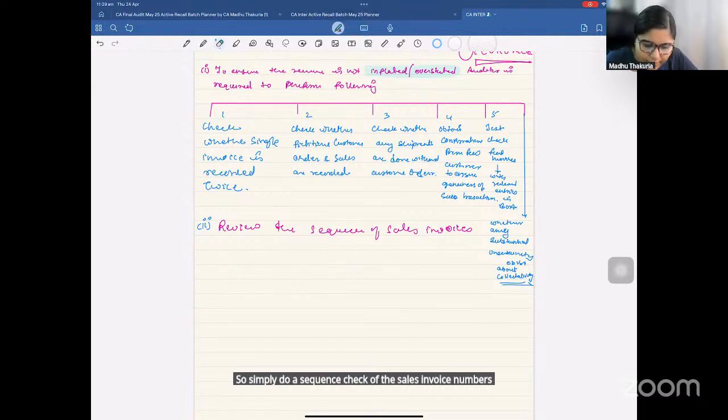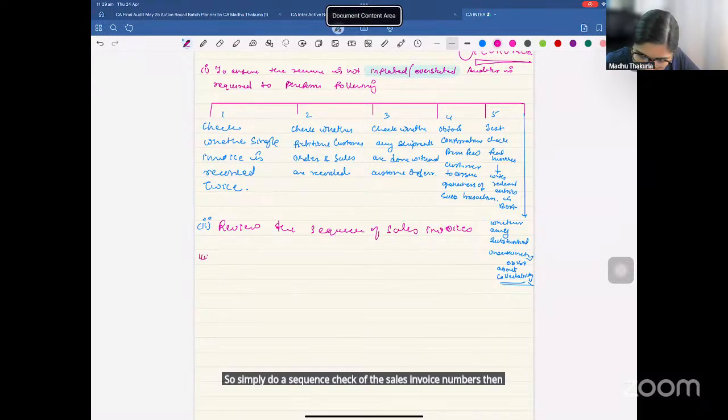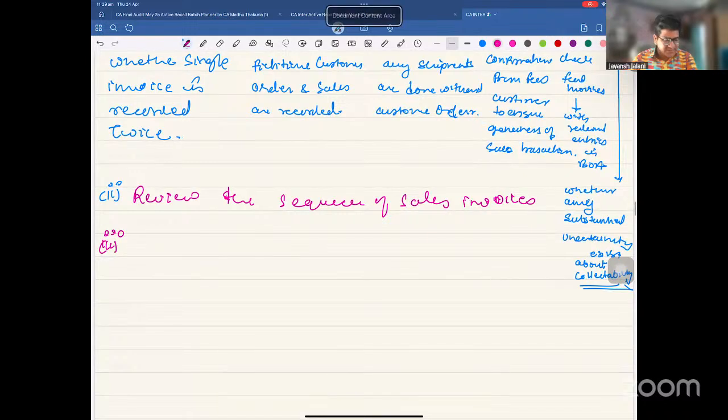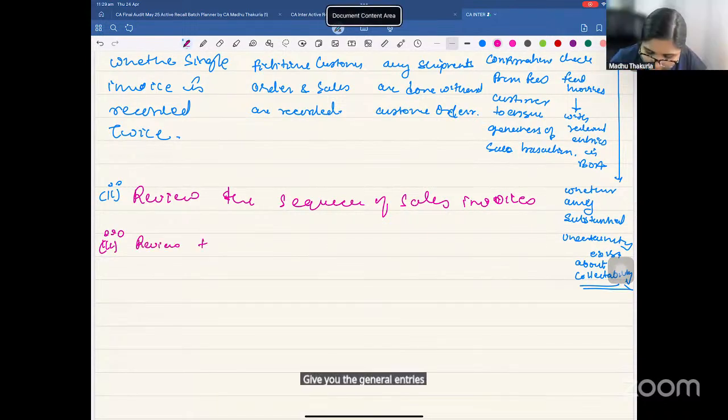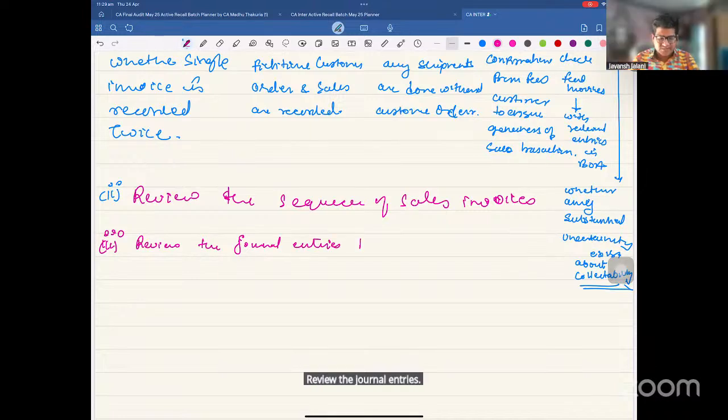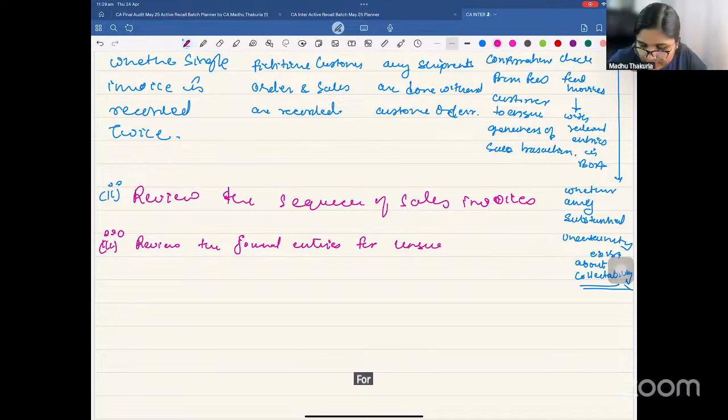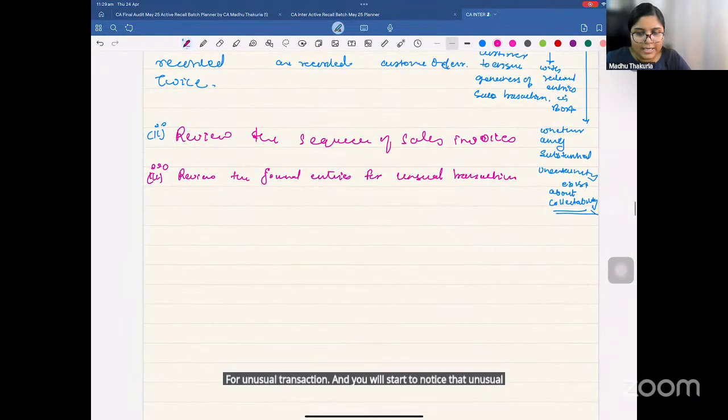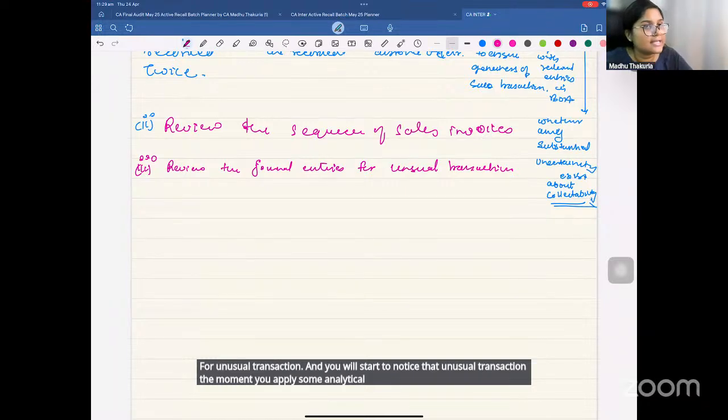Then review the general entries, review the journal entries for unusual transactions. You will start to notice unusual transactions the moment you apply some analytical procedure to your sales data, and you will see them then and there itself. You go and verify those general entries, then their subsequent collectability from the customer and everything, right?